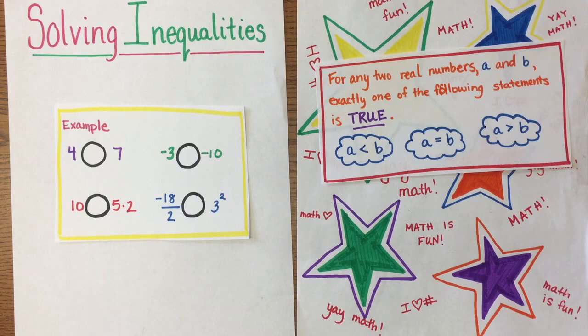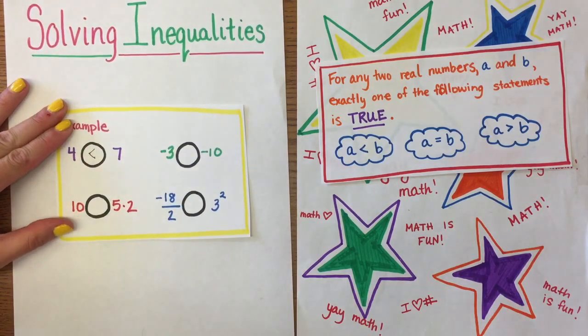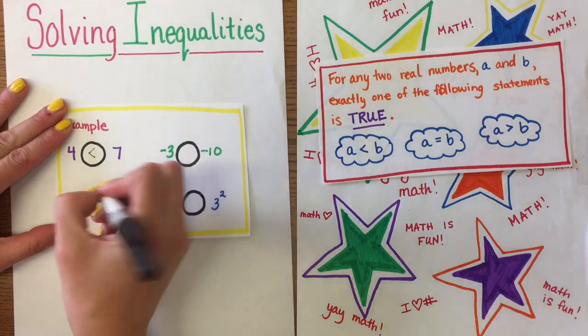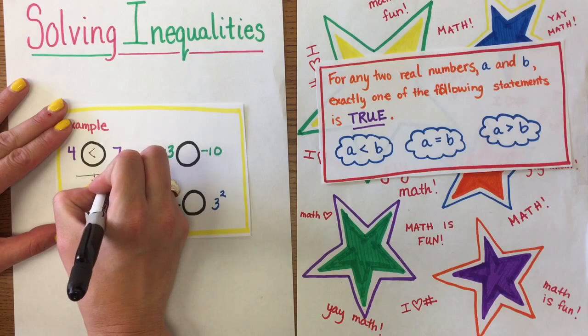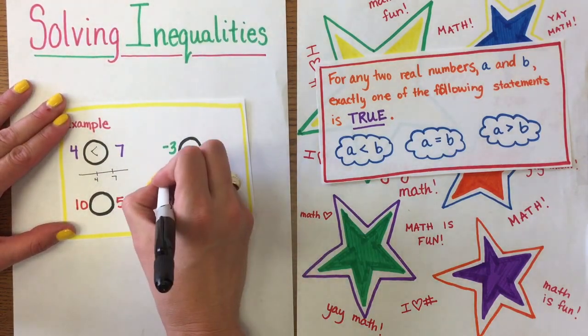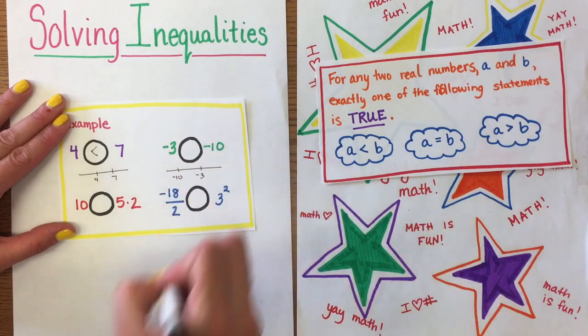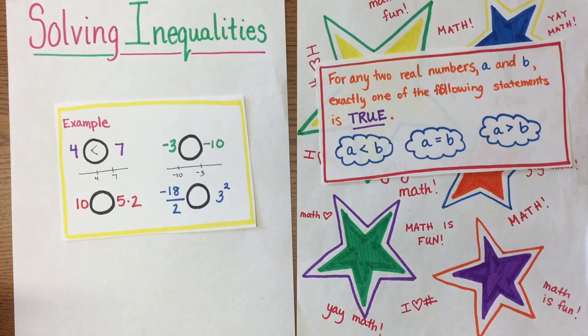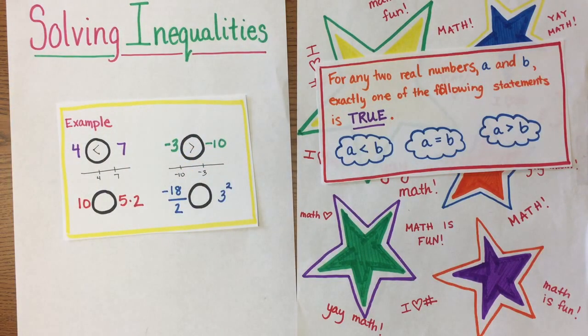4 and 7, 4 is less than 7. Exactly one of those statements is true. And if I look at a number line, 4 lies to the left of 7, so 4 is less than 7. If I look at a number line for -3 and -10, -3 lies to the right of -10, so -3 is greater than -10.